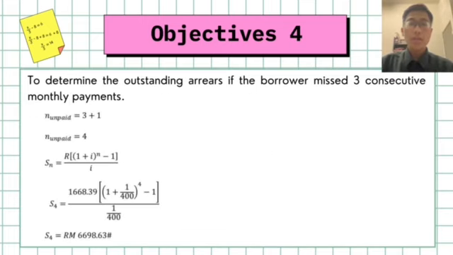Objective 4. To determine the outstanding arrears if the borrower missed 3 consecutive monthly payments. N unpaid equal to 3 plus 1, N unpaid equal to 4. Sn equal to R times ((1 plus I) to the power of N minus 1) over I. S4 equal to 1,668 ringgit and 39 cents times ((1 plus 1 over 400) to the power of 4 minus 1) over 1 over 400. S4 equal to 6,698 ringgit and 63 cents.